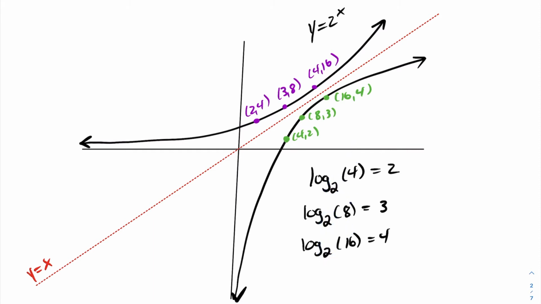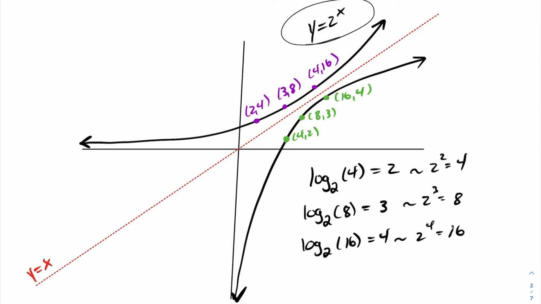So you can see here in this case, 2 squared equals 4, 2 cubed equals 8, and 2 to the power of 4 equals 16. So when you take the inverse of y equals 2 to the power of x, what you're getting is a new function denoted with a logarithm referenced by the base.